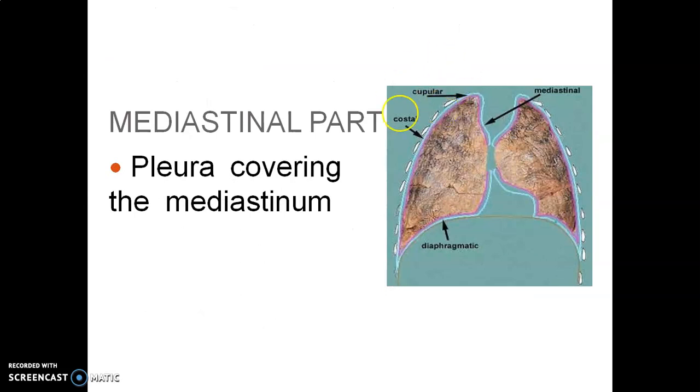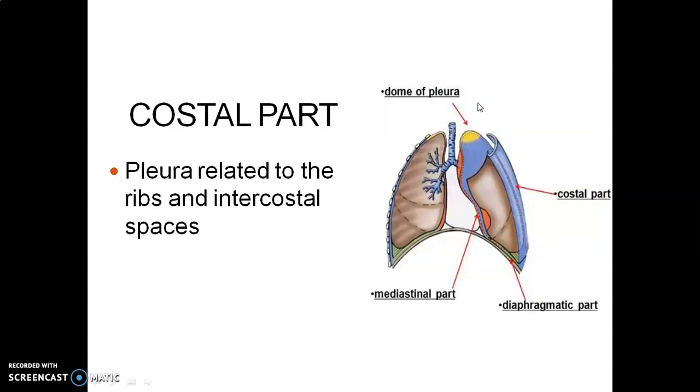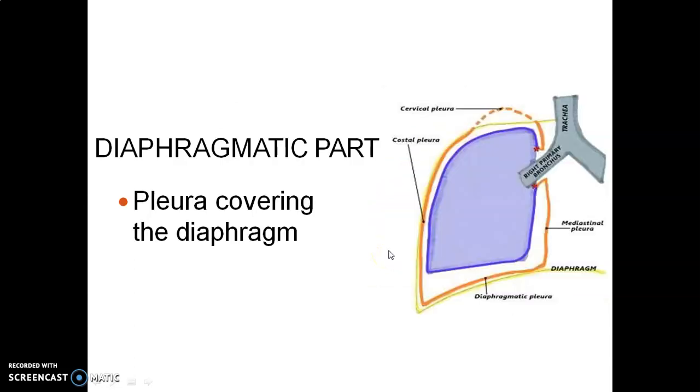Coming to the mediastinal part, the pleura which lines the medial surface of the lung, the mediastinal surface of the lung, we call the mediastinal pleura. Costal pleura lines the costal surface, the intercostal spaces under the ribs. The diaphragmatic part lies above the diaphragm; the pleura which covers the diaphragm is the diaphragmatic part.